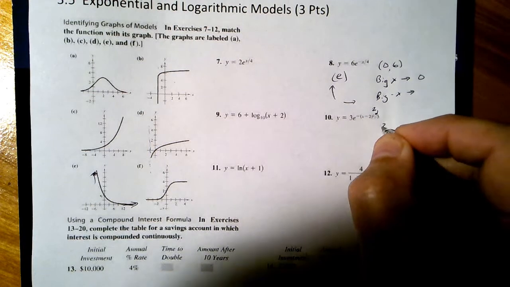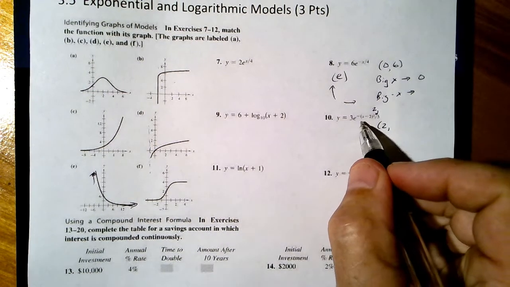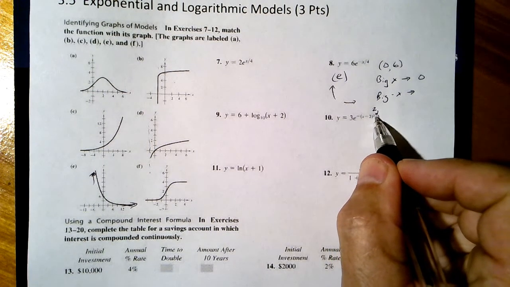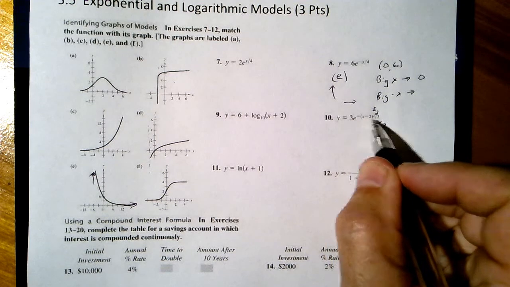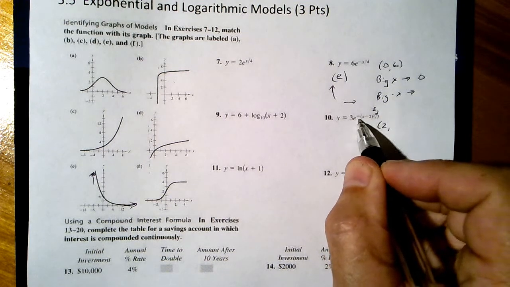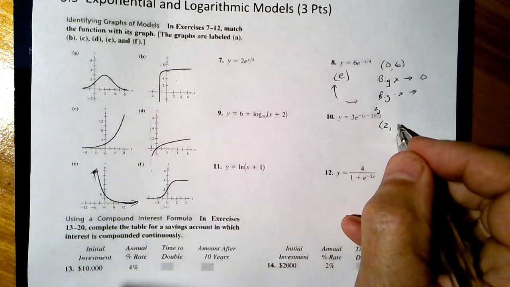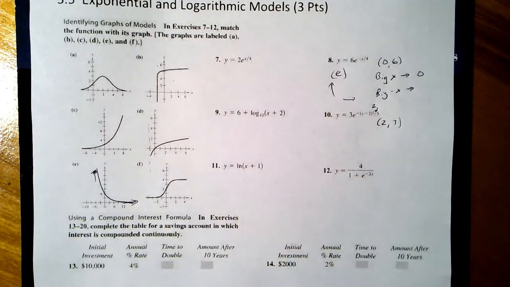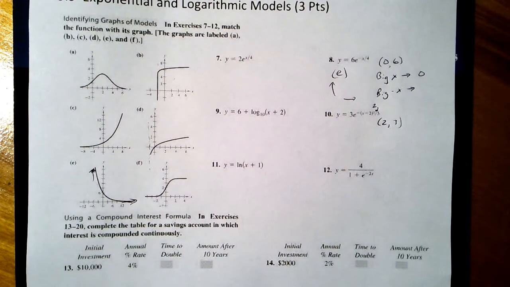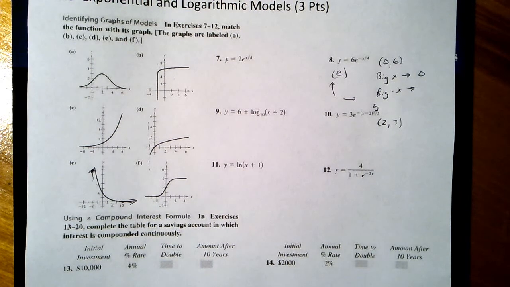is 2. If I put in 2, I get 2 minus 2, 0 squared, 0, negative 0, 0, 0 divided by 5, 0, e to the 0th, 1, 1 times 3, 3. So I'm looking for a graph with a point at 2, 3, and not just a point at 2, 3, a graph with a point at 2, 3 that might look interesting.